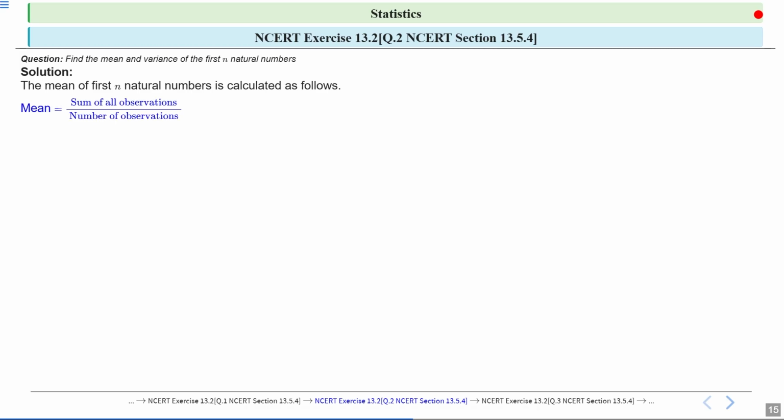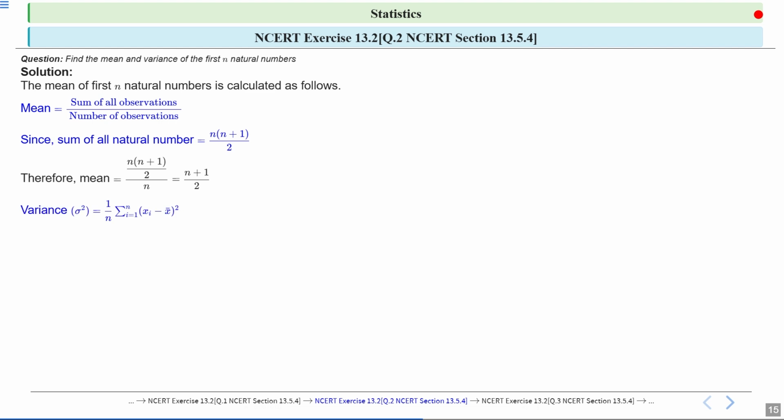So the mean is calculated as the sum of all observations divided by the number of observations. Since the sum of all natural numbers is n times (n plus 1) divided by 2, the mean becomes n times (n plus 1) divided by 2, divided by n. This is simply (n plus 1) divided by 2. So our average of the first n natural numbers is always (n plus 1) divided by 2.